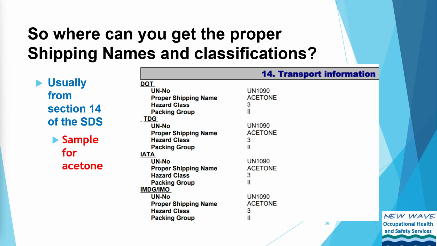So here they list the rules for the U.S. Department of Transportation, American rules for road and rail, the Canadian TDG regulations, the International Air Transport Association, IATA, rules for aircraft, and finally, the International Maritime Dangerous Goods Code, IMDG, for transport by ship. In these cases, all 4 use the same classifications. But as I said, in rare cases, they may differ.